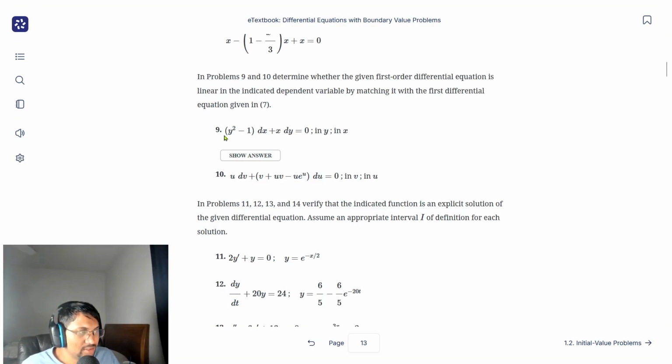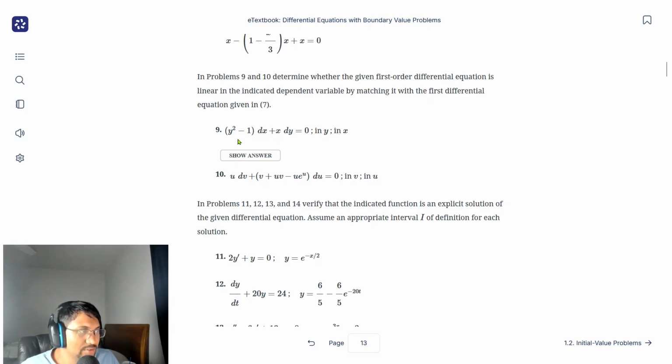So if we look at this in terms of y first, we see that we have the problem here of y squared, that already violates the linearity, even though, of course, the derivative of y here is just perfectly fine. Because of this being raised to the second power, this is nonlinear in terms of y.